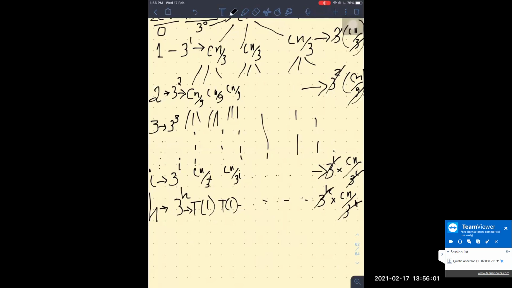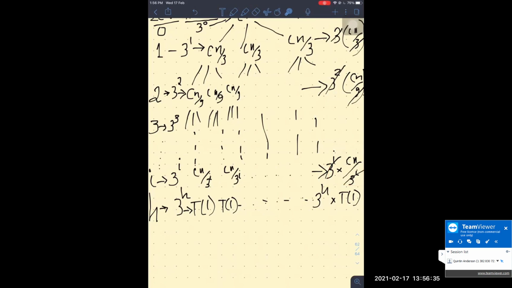Yeah, no, we cannot write that. This will be incorrect, as this term is T of 1. So we will get 3 to the power h times T of 1. So is it clear up to here how we are getting this much? 3 to the power i times c of n divided by 3 to the power i. Any question or confusions regarding that part?